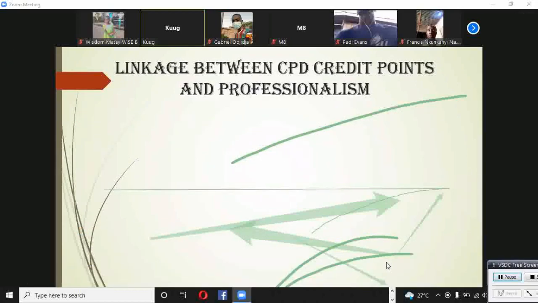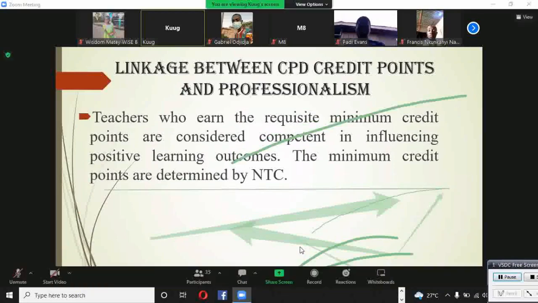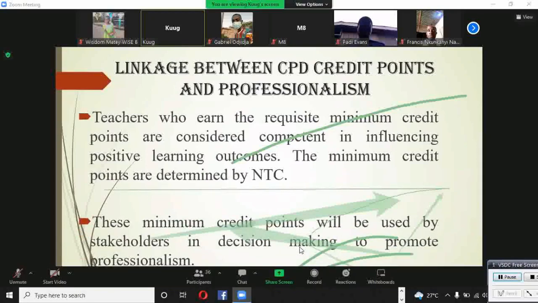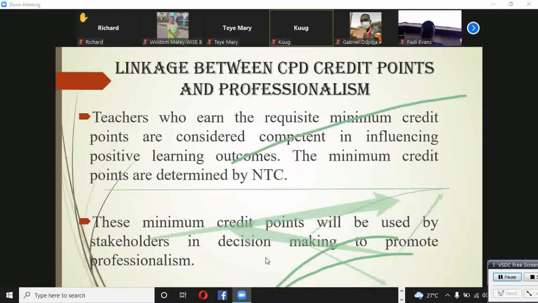Now let's go through the linkage between CPD credit points. Teachers who earn the requisite minimum credit points are considered competent in influencing positive learning outcomes. The minimum credit points are determined by the National Teaching Council. These minimum credit points will be used by stakeholders in decision making to promote professionalism. So please note that depending on your rank, you are expected to go through this CPD program or training corresponding to your rank.